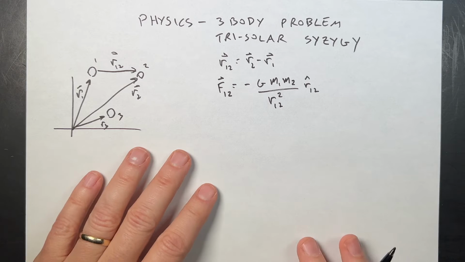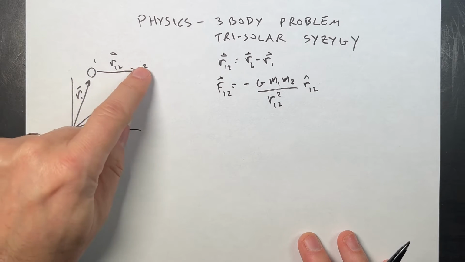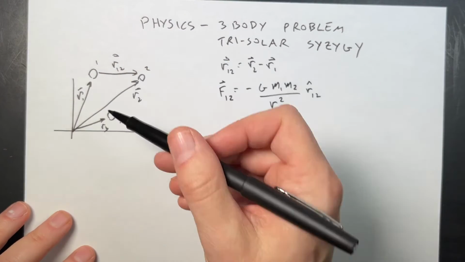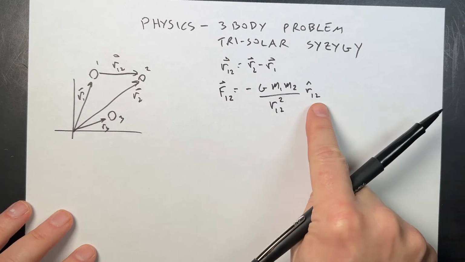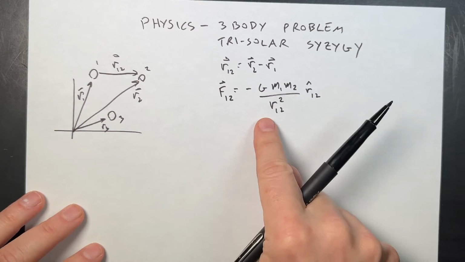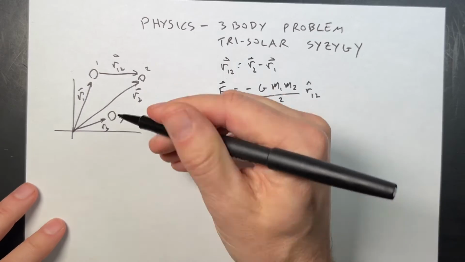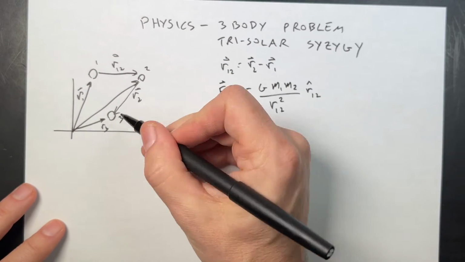So I can get a vector value for that force, right? Because if R12 is this way, the force on 2 due to 1 is going to be pulling that way. That's why there's that negative sign. R12 hat is needed to make this a unit vector. So this is our gravitational force just between those two. Now, there's also going to be a gravitational force between 2 and 3. So let's actually do this differently.